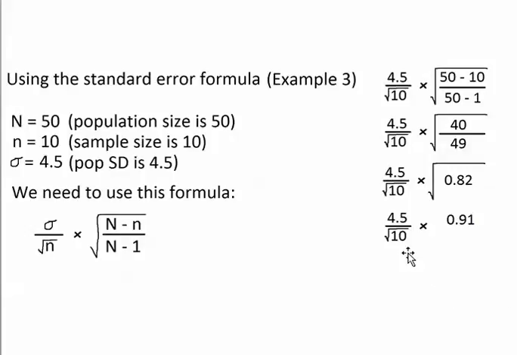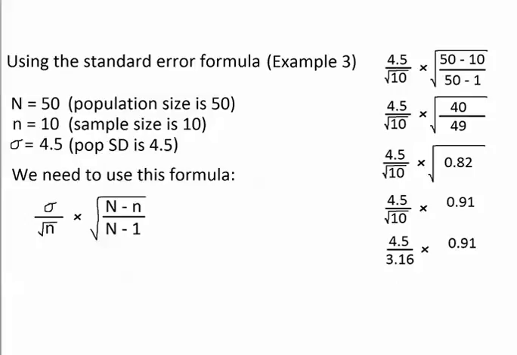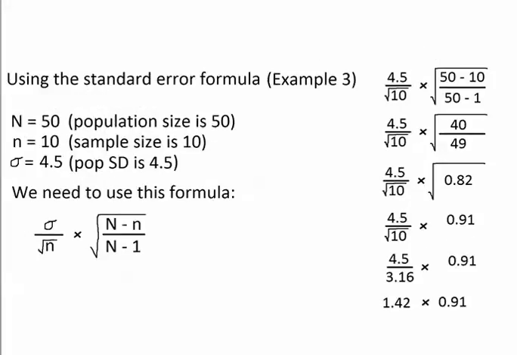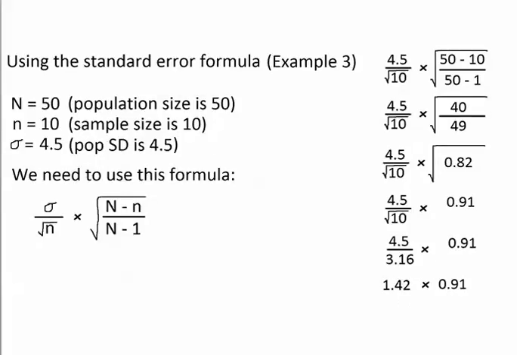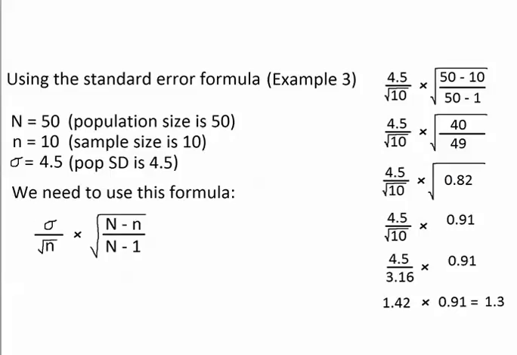Now we need to find the square root of 10 right here. The square root of 10 is about 3.16. Now we need to divide the 2 numbers in this fraction. We need to divide 4.5 by 3.16. When you divide 4.5 by 3.16, you get 1.42. Now we just need to multiply. 1.42 times 0.91 is 1.3 if you round the answer. So that's the standard error. That's the answer to the question.